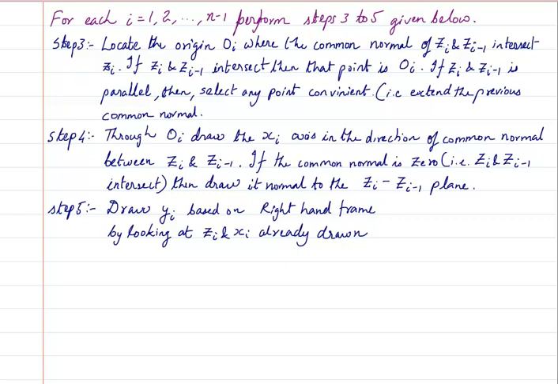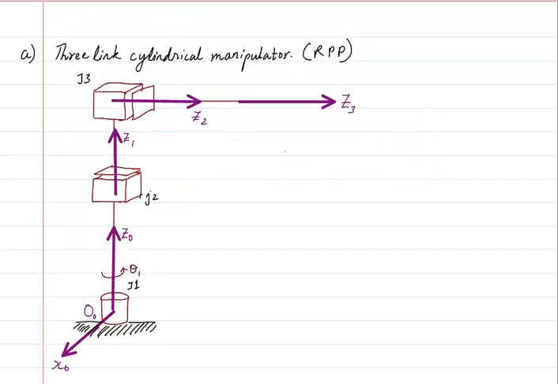In this particular case we are having Zi and Zi minus 1 parallel. As you can see here, Z1 and Z0 both are parallel to each other. In a way they are collinear, but we'll call it parallel. So what is the common normal between them? There can be any number of common normals because they'll overlap one over each other.